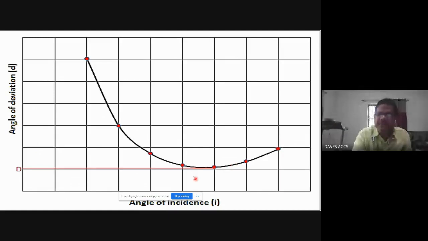So we have to find that point where the angle of deviation becomes minimum, after which it increases. Suppose this value is 26 degrees, this value is 22, then 21, then 20, and again it will be 25, 28, 30, like that. So this will be the minimum angle of deviation. That is the practical, we will be finding this in the experiment.